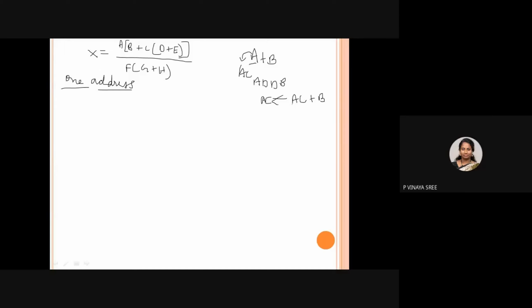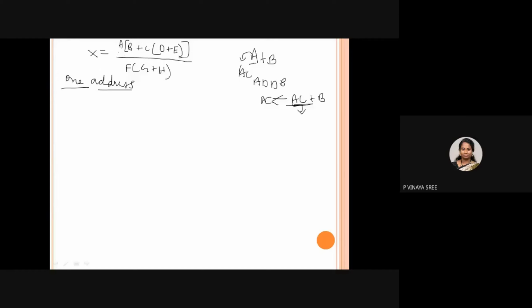One of the operands will be present in an accumulator. This is the first operand, a, which is available in the accumulator, and b we get from the memory location. In the same way, try to consider this example.